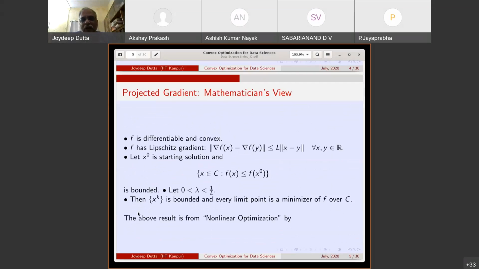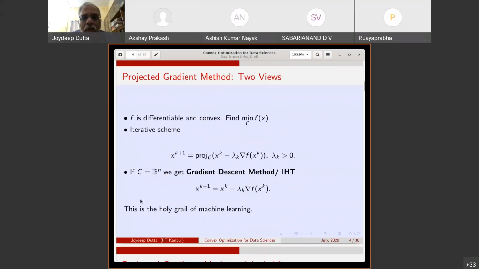So let me take a very... no, I think there's another slide before it. So the projected gradient method. I'll talk about this and show you the two views. Okay. So what is this projected gradient method?